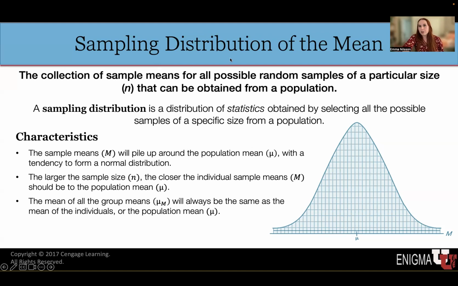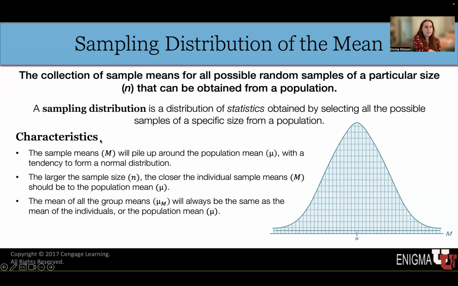The sampling distribution of the mean, shown here, is a collection of sample means for all possible random samples of a particular size n that can be obtained from a population. So basically, you take every single possible sample that you could take from a population, you determine the mean of every single one of those samples, and then you graph those means, and you get this, called the sampling distribution of the mean. The characteristics of the sampling distribution of the mean are as follows.